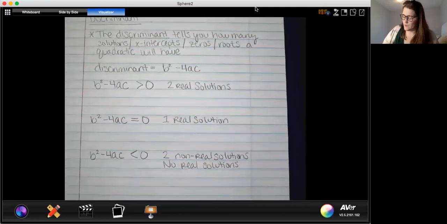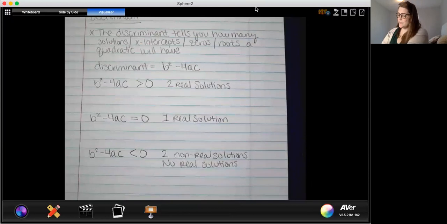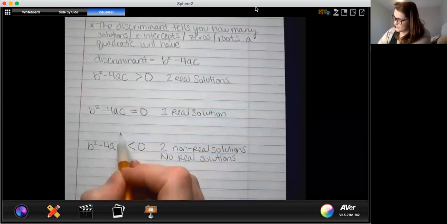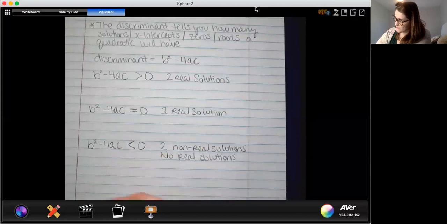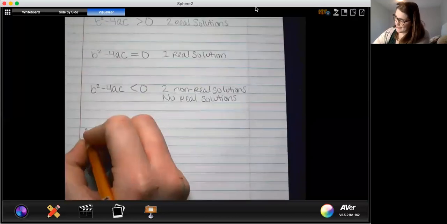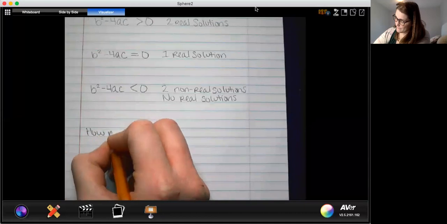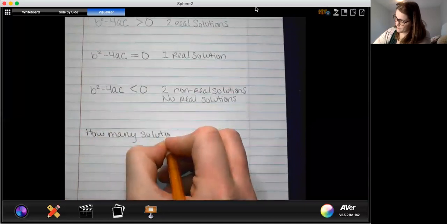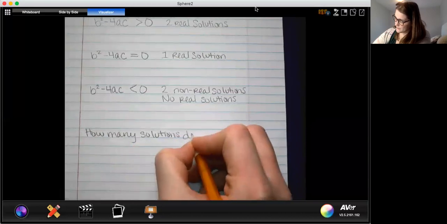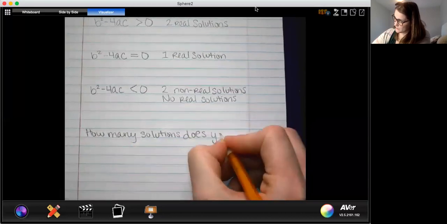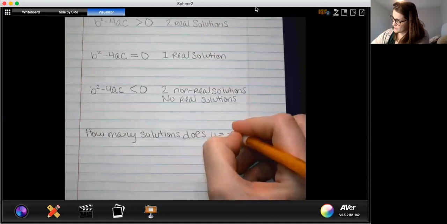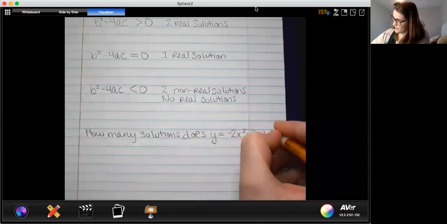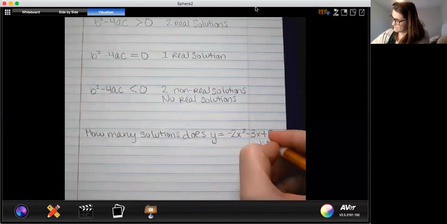Okay, so let's do an example. Like I said, we are going to come back and fill out some information, so please leave some space for those 3. Okay. So the question we're going to do is how many solutions does y equals negative 2x squared minus 3x plus 5 have?